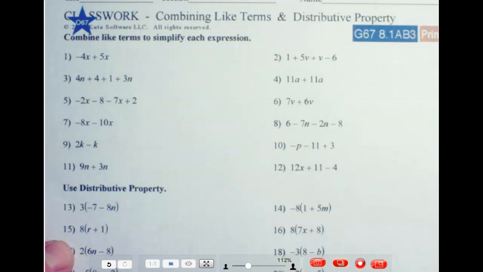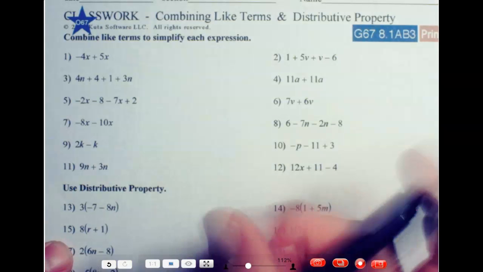Hello, welcome to G67 8.1 AB3. Let's get going here on combining some like terms and doing a little distributing.